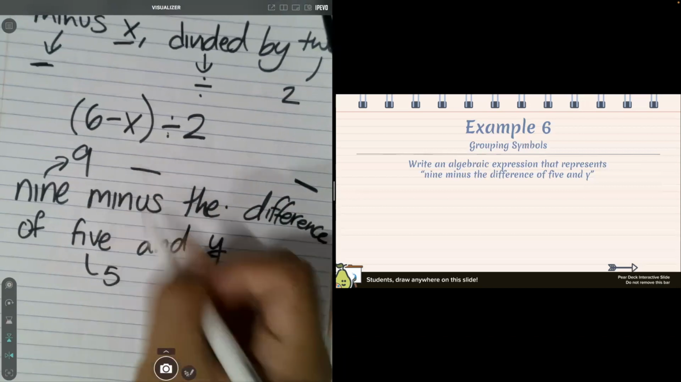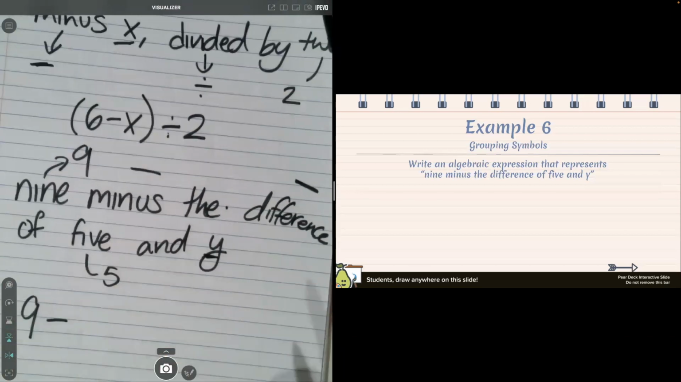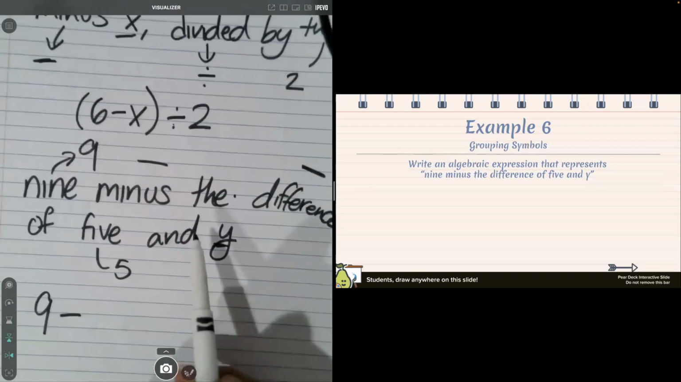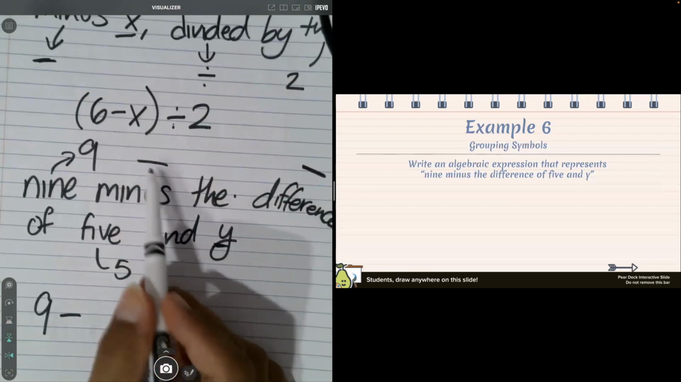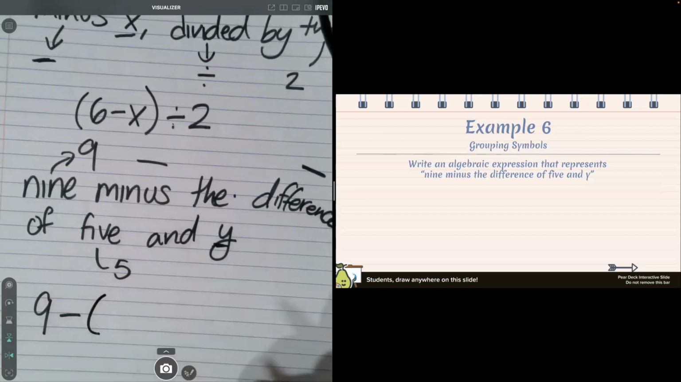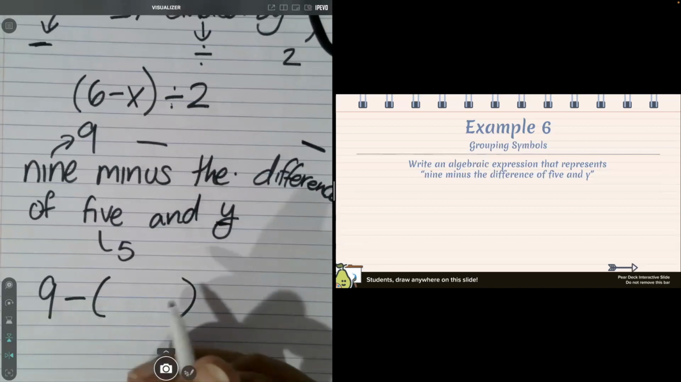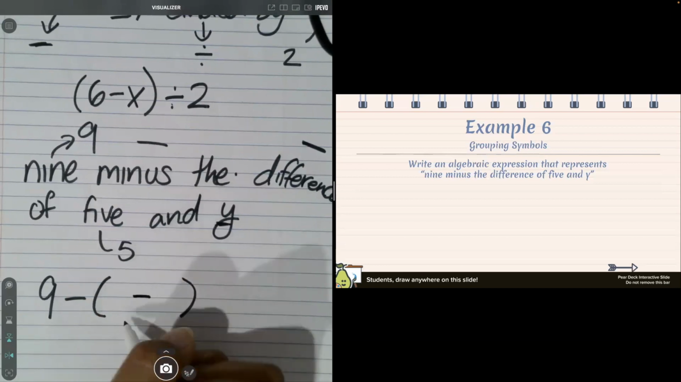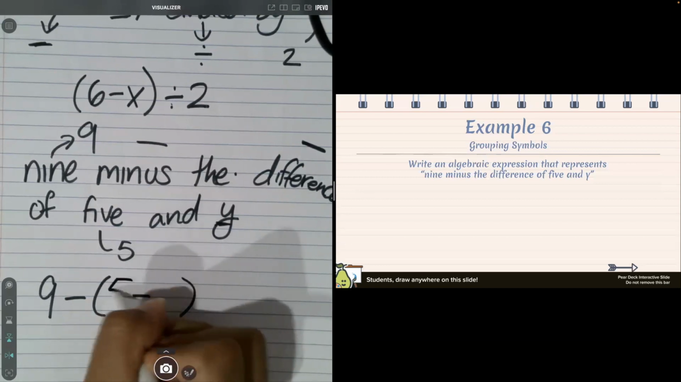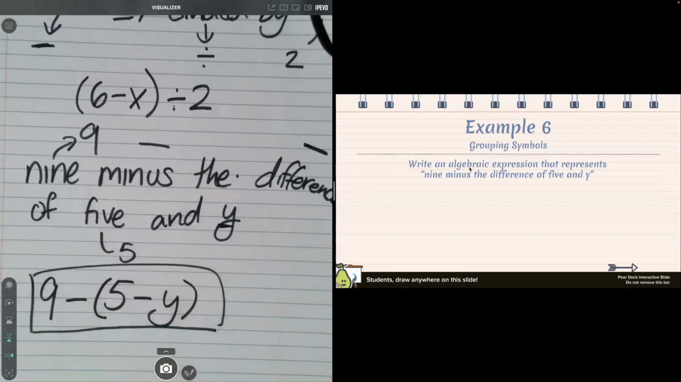So 9 minus, and that's not a turnaround phrase, so we're going to keep it in the front. 9 minus the difference. So this is an operation subtraction on another operation, another subtraction. So the difference is going to go in those parentheses. I have to find the difference of those two numbers before I can subtract it from 9. So it says the difference, so I'm subtracting in there, and I have 5 and y. So this would be 9 minus the difference of 5 and y.